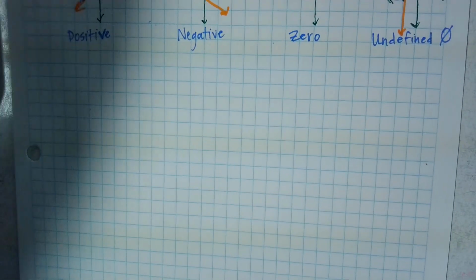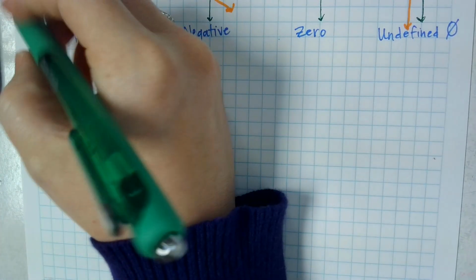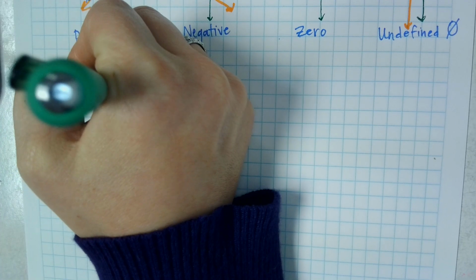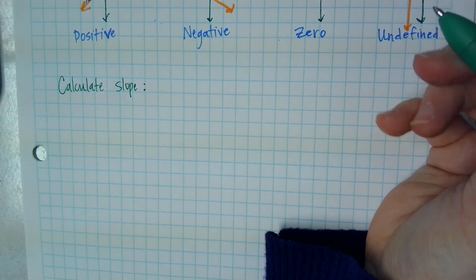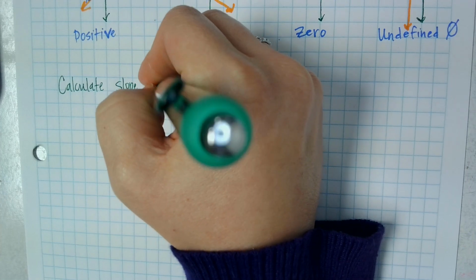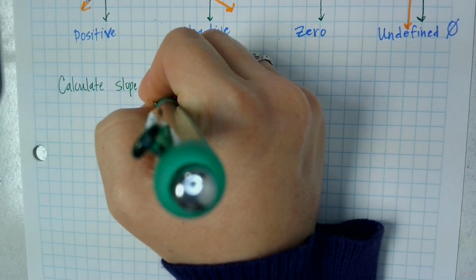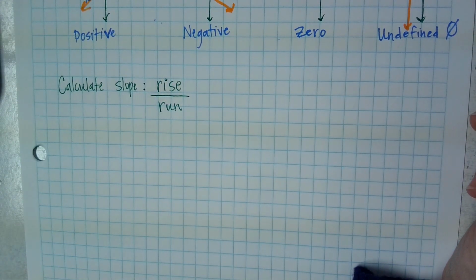Alright, so now let's calculate slope. And the way we do this is by doing something called rise divided by run. Or you're going to hear me say rise over run a ton, a million times.